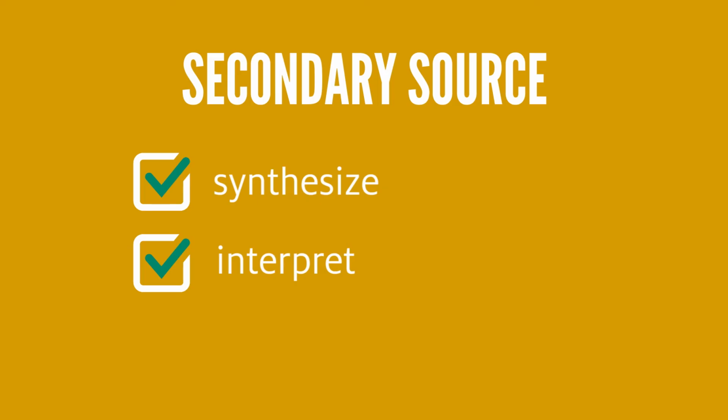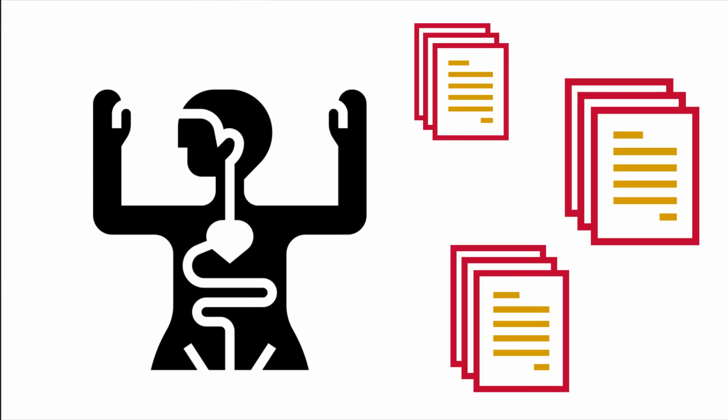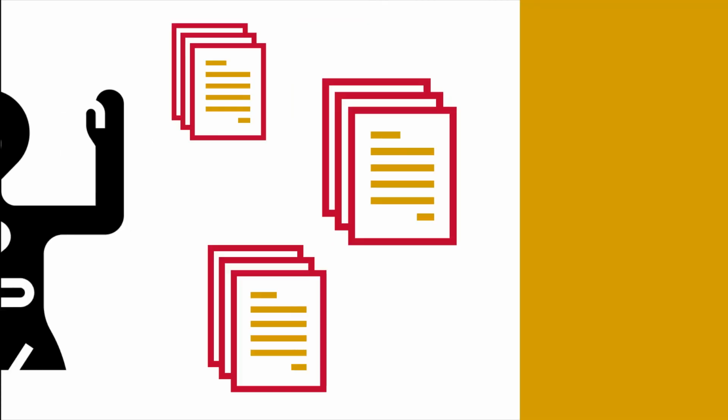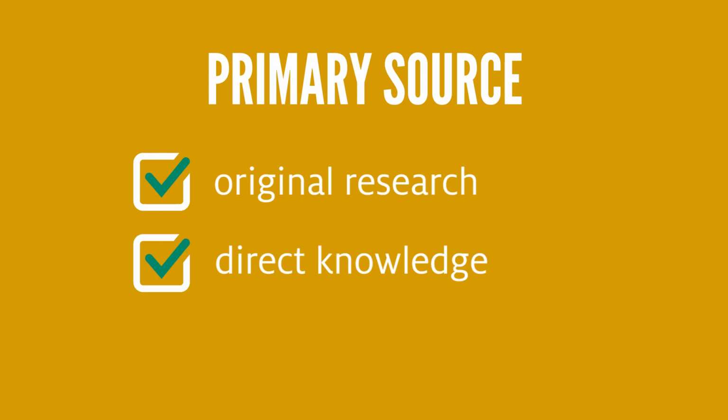Now let's say you're writing a research paper for your health sciences class about the human immune system, and you find several scholarly articles describing original research about new treatments for autoimmune disorders. Those would be considered primary sources because they provide a full description of original research and were written by scholars with direct knowledge of the topic.